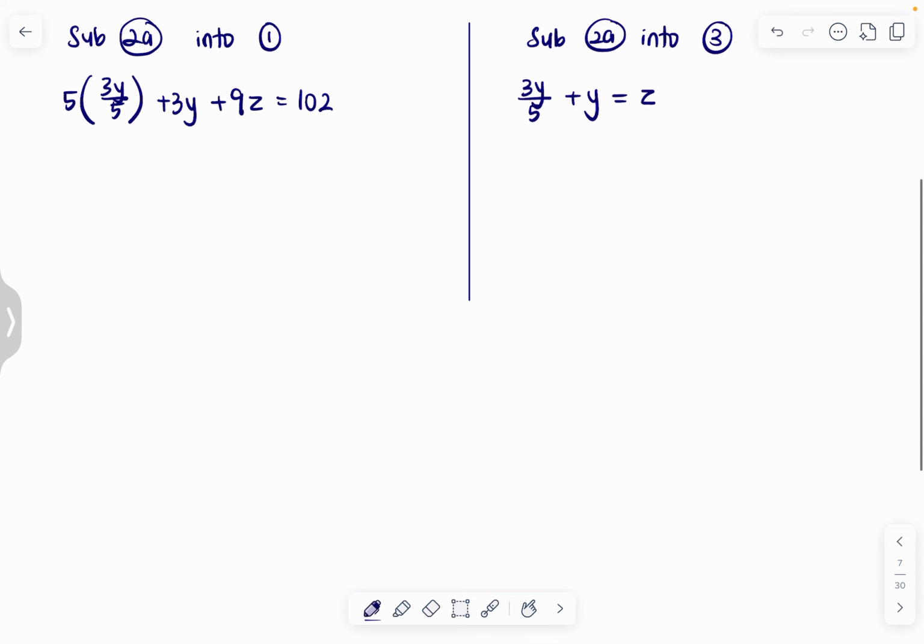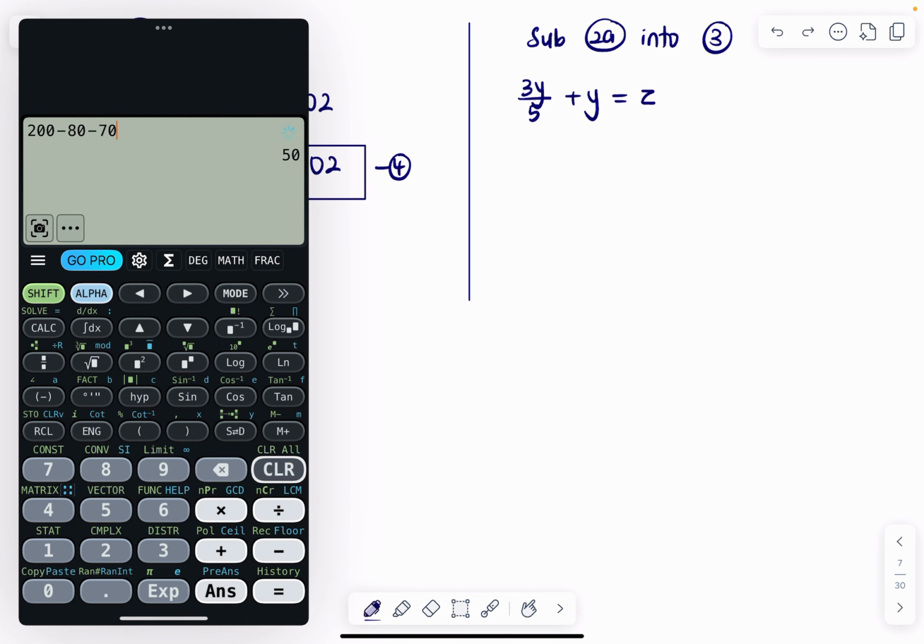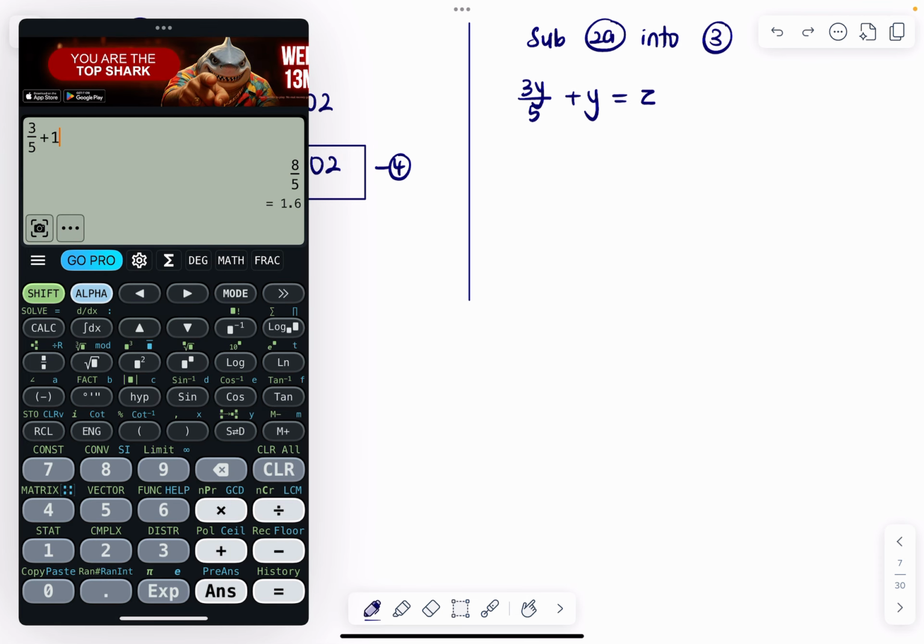So now we have 2 equations with 2 unknowns. We can try to simplify this, 5 cut. So we'll get 3y plus 3y, 6y plus 9z is 102. Okay, so I'm going to call this equation 4. And this one also we can simplify. 3 over 5y plus y. So 3 over 5 plus 1, we get 8 over 5y equals to z. This will be equation 5.